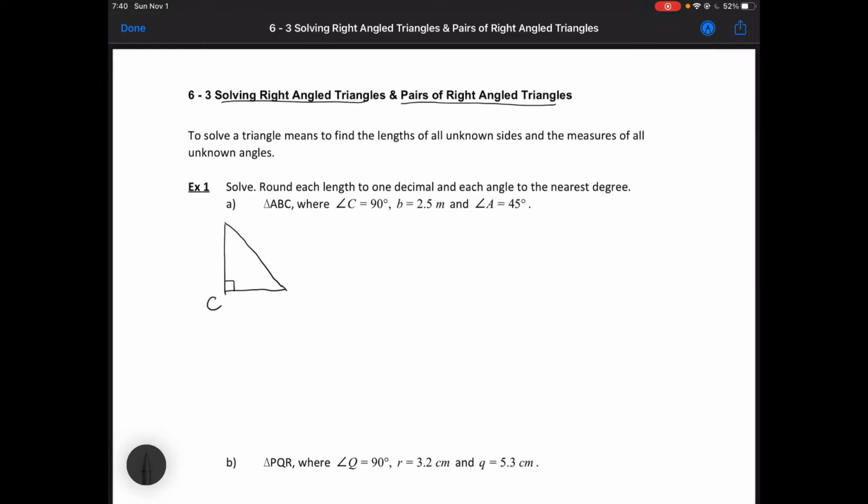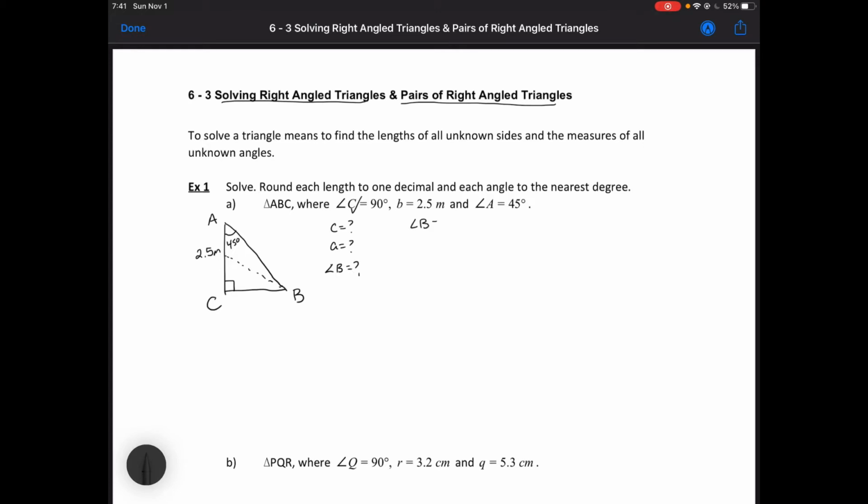You are working with a right-angled triangle, so it should be a right-angled sketch that you draw. I know that angle C is 90 degrees, and then I've got angle A up here and B down here. In the question, I'm told that C is 90, and that b is 2.5 meters. Now, little side b is the one that is directly across from angle B. The other piece of information I know is that angle A is 45 degrees. So the sides that I'm looking for are little side c and little side a, and then angle B.